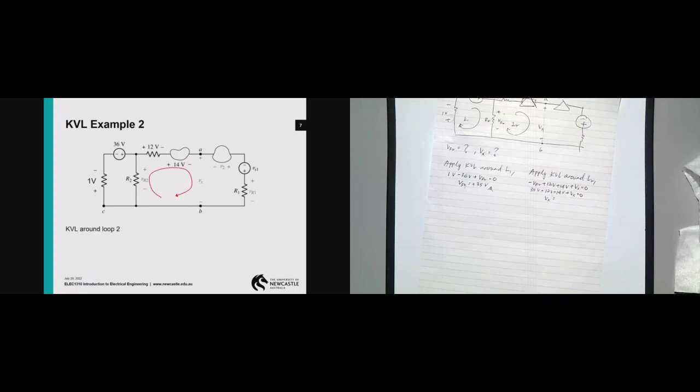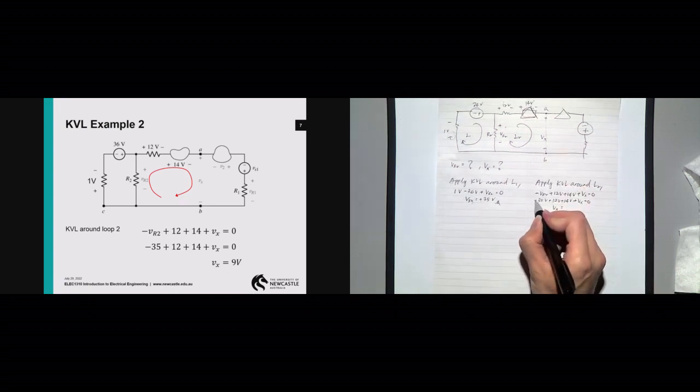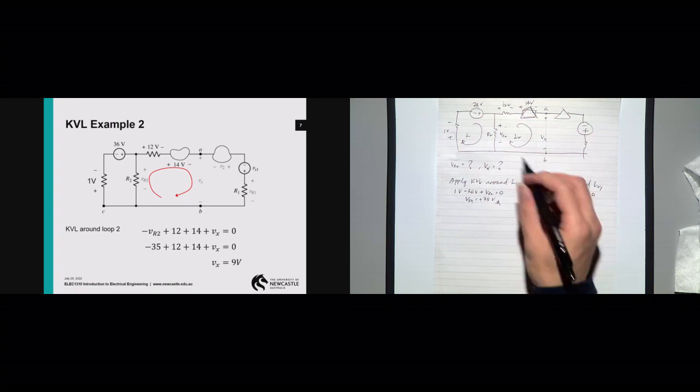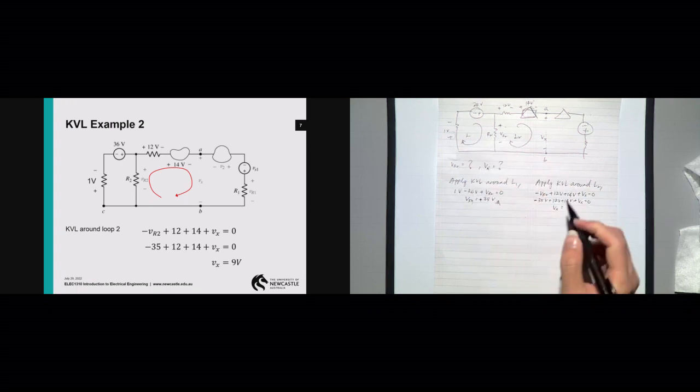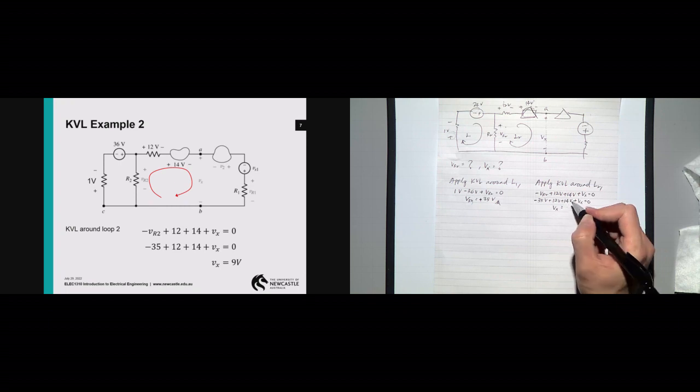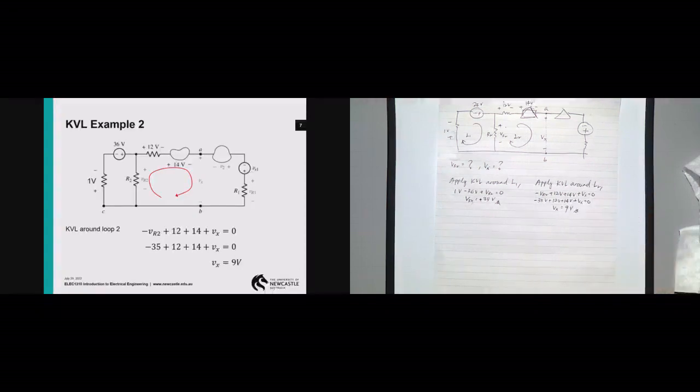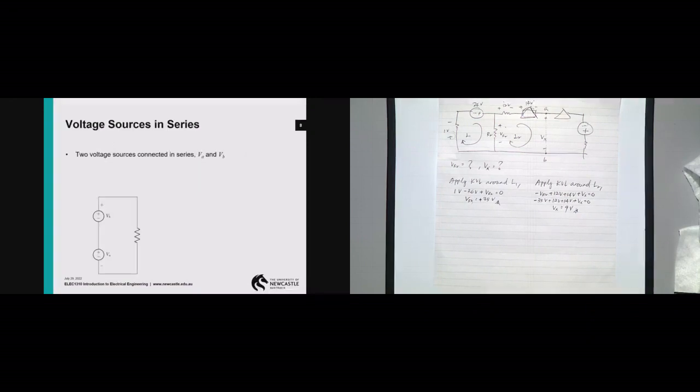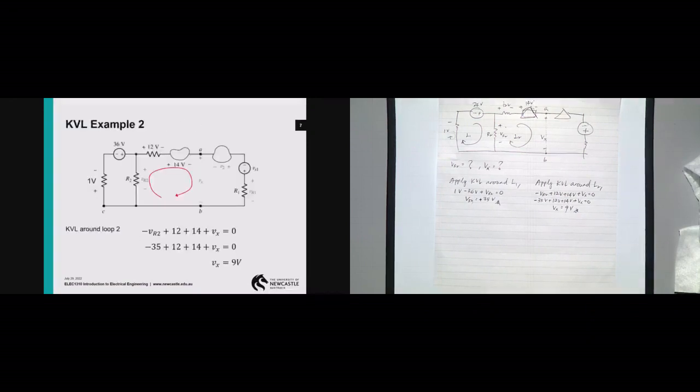What? Minus 9? Wait, something is wrong here. Oh yeah, I forgot the negative sign here. VR2 is negative 35. I misinterpreted this, so it should be 9 volts, correct? Okay, sorry for the little error. Then we are done with this question. All good here?